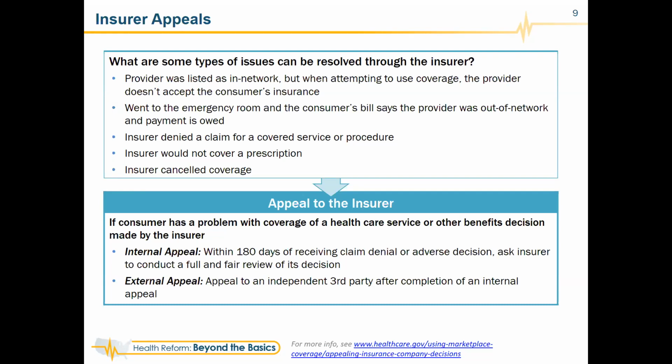So an individual who, let's say, is denied a prescription at a pharmacy by her insurer, the first thing she should do is appeal that to the insurer. If the insurer still denies the medication, then the individual can appeal the insurer's decision and take that to an independent third party. And again, depending on the state you're in, you're going to have to look at what your state processes may be for this external appeal after an insurer makes its decision.